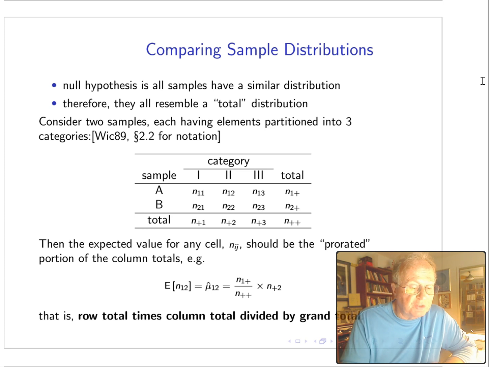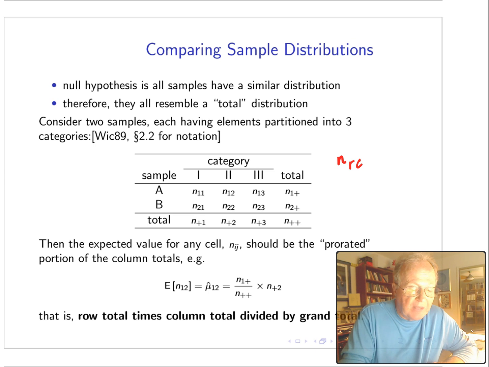So let's consider two samples having elements partitioned into three categories. Now, there's some crazy notation going on here. We've got two samples A and B, three categories, 1, 2, and 3. And in the cross-tabulation, we see the number of elements that fall into each category per sample. Now, the notation is N and then subscripted with row and column. So N sub row and column. And so that tells how many fall in each category for each sample.